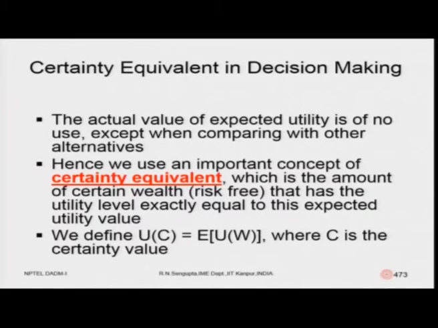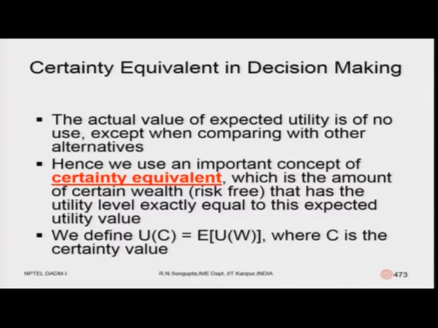great help in trying to understand how the utility function can be utilized and the expected concept can be utilized to draw conclusions and basically understand what the utility function says. So, let me continue reading it. The actual value of the expected utility is of no use except when comparing with other alternatives. Hence, we use an important concept of certainty equivalent, which is the amount of certain wealth or risk free wealth that has the utility level exactly equal to this expected utility value.